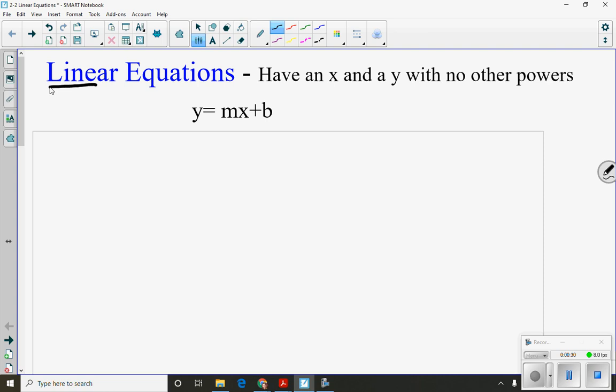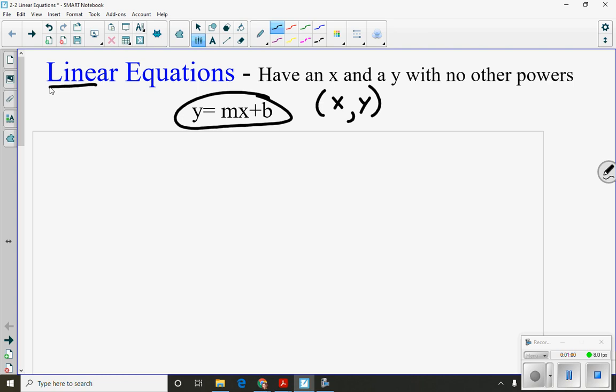So our favorite linear equation is this one right here, y equals mx plus b, also known as slope-intercept form, where m is your slope, b is your y-intercept. Y-intercept is where it crosses the y-axis. Now, x and y stand for points. Those are your coordinate points, where x is your first number and y is your second number.